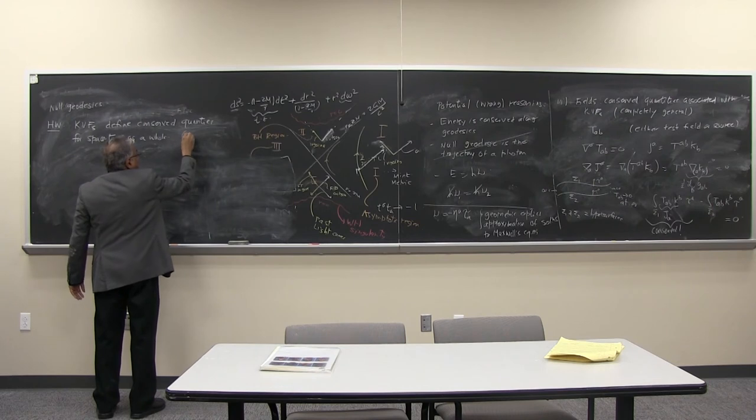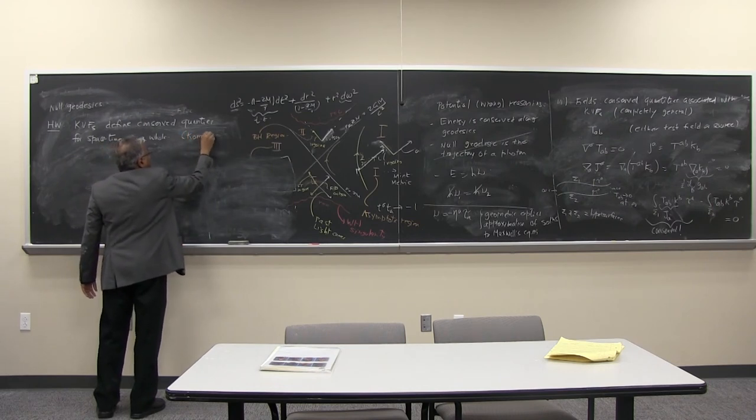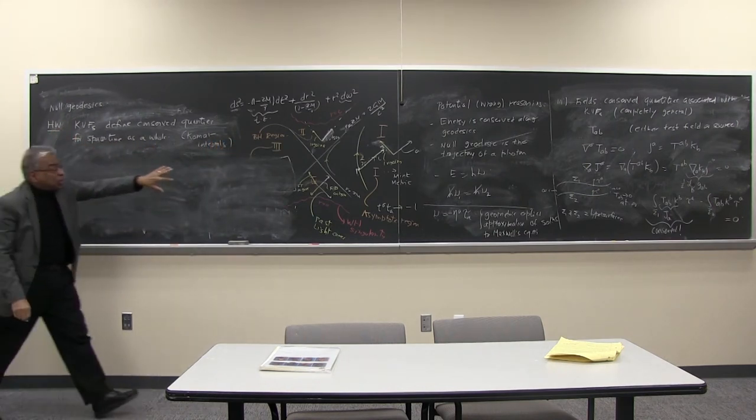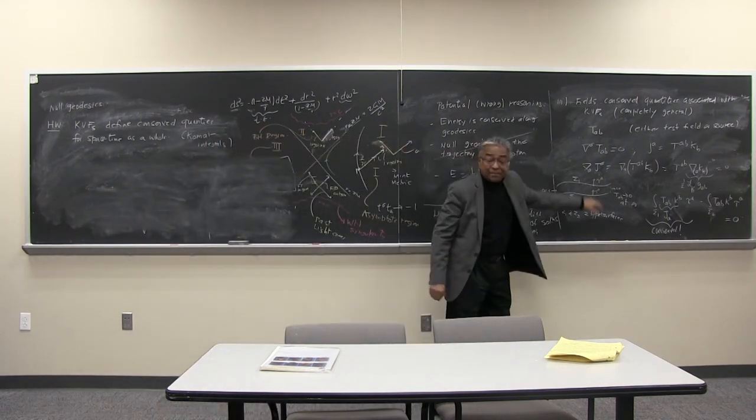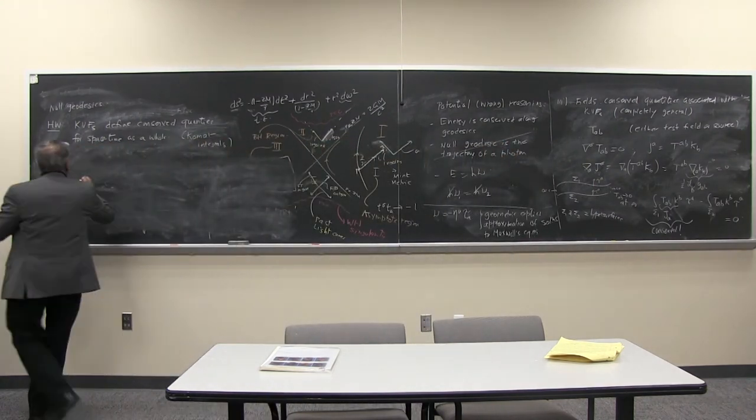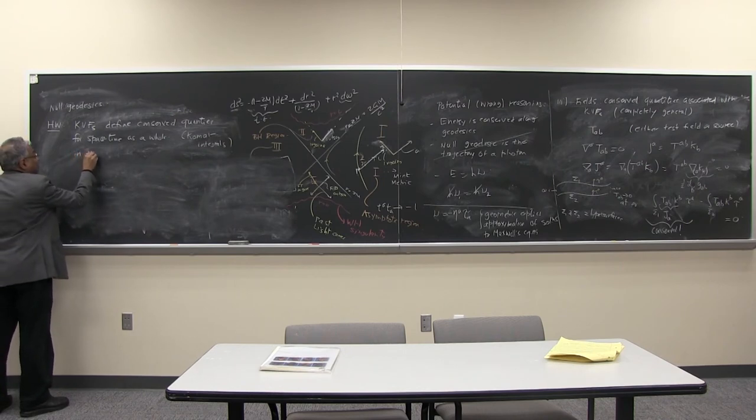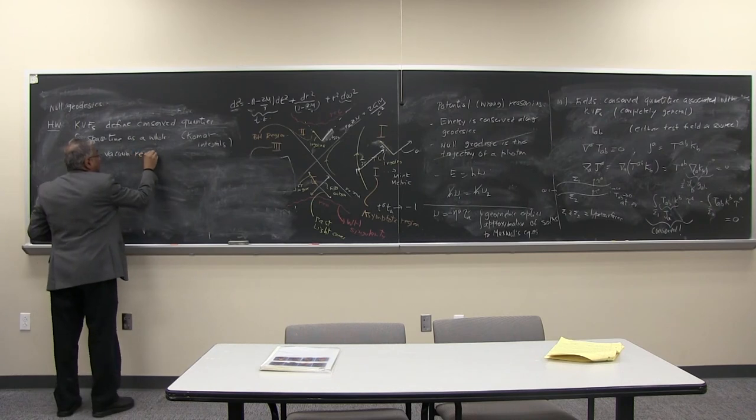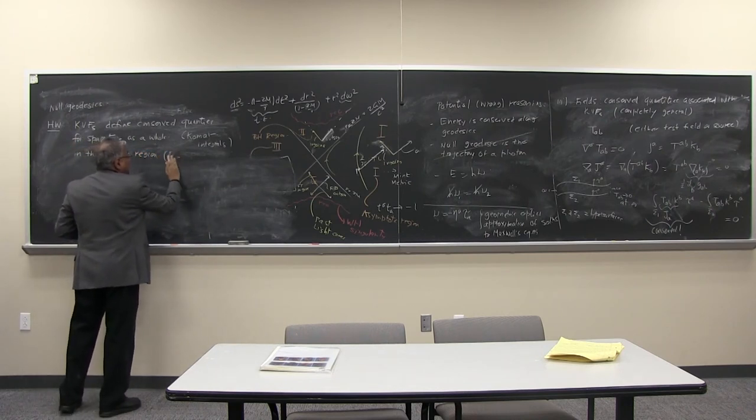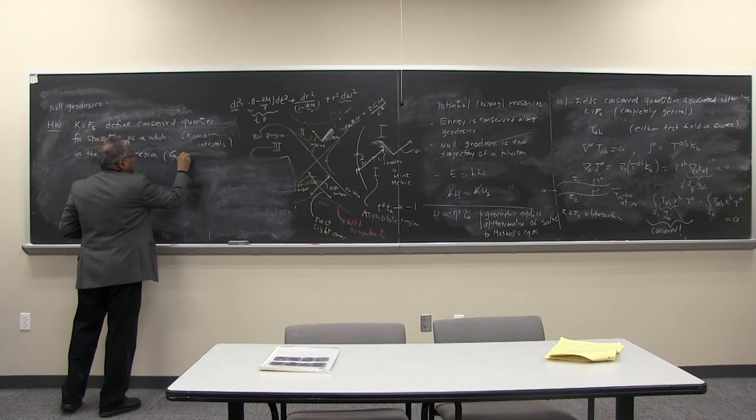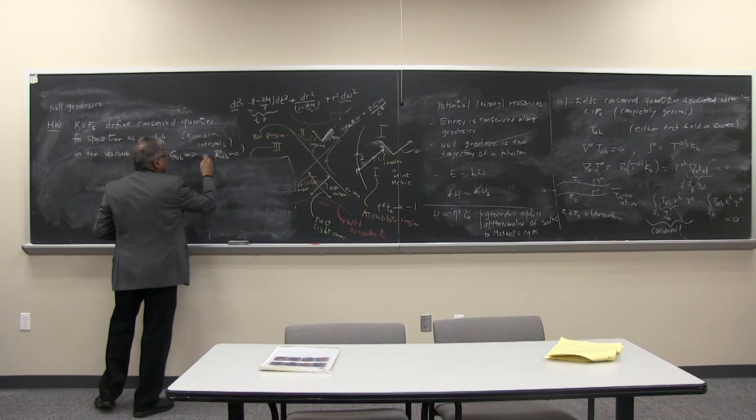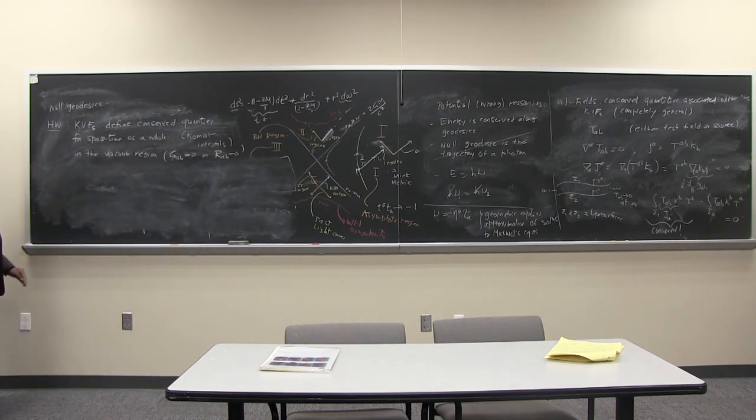And these are called Komar integrals. Whereas the previous conserved quantity exists in any given space-time, these conserved quantities exist only in vacuum. In other words, where the Einstein tensor is equal to zero, or equivalently, the Ricci tensor is equal to zero.